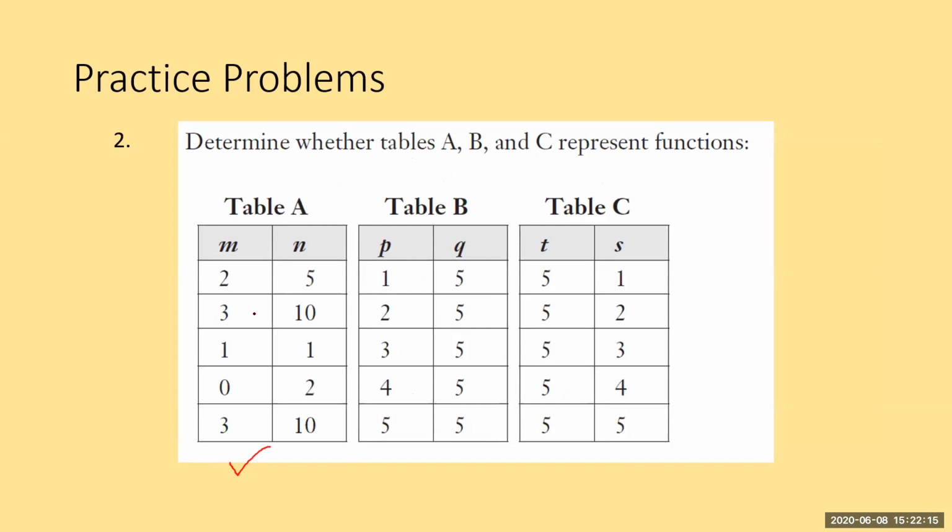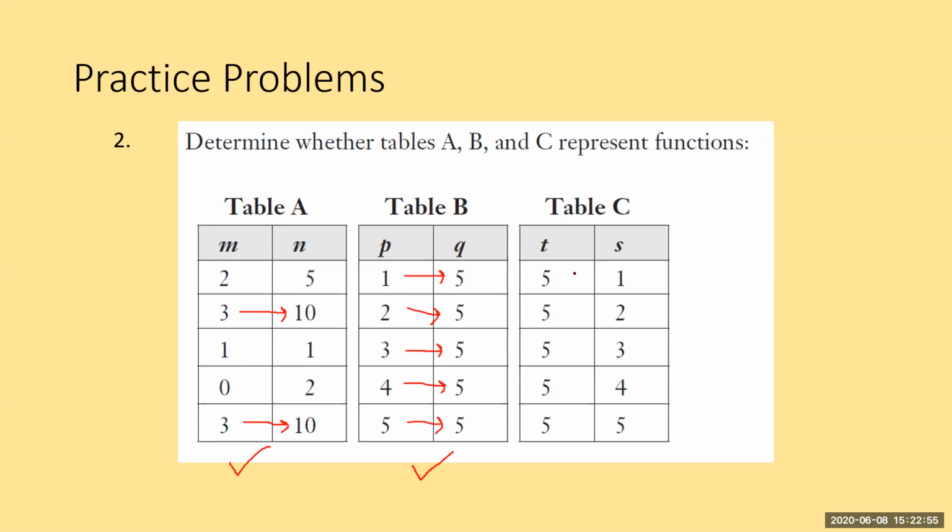Now you might get a little concerned because the input 3 shows up twice here. However, it shows up with the same output both times. So that's still okay. All right, now table B, we look down our list of inputs. I see that all of the inputs are different. So that tells us, yes, this is a function because each input only goes with 1 output, right? It's never something different.